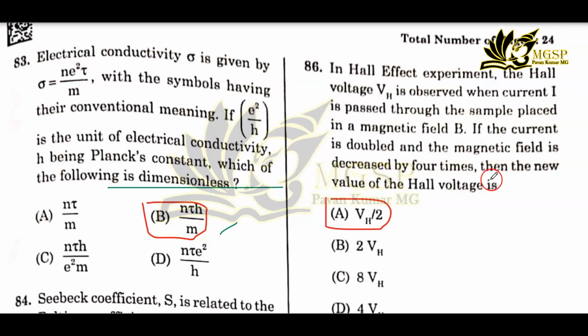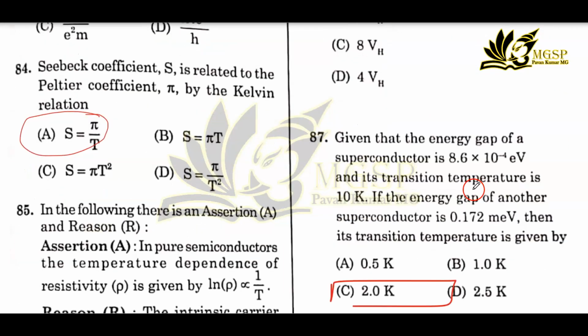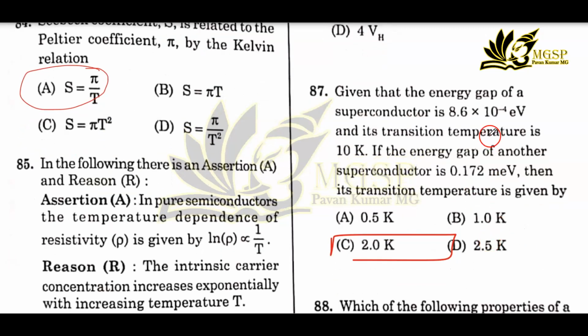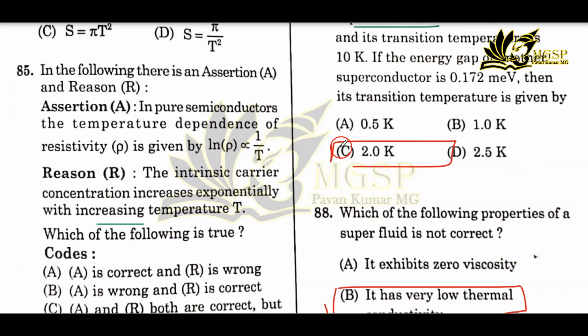Next, all the coefficients, we have discussed all the effects. So that was the formula. So we got option A. Next, coming to the energy gap of superconductor. Superconductors also we have discussed in our class. So it is the transition temperature. We got 2.0 Kelvin.